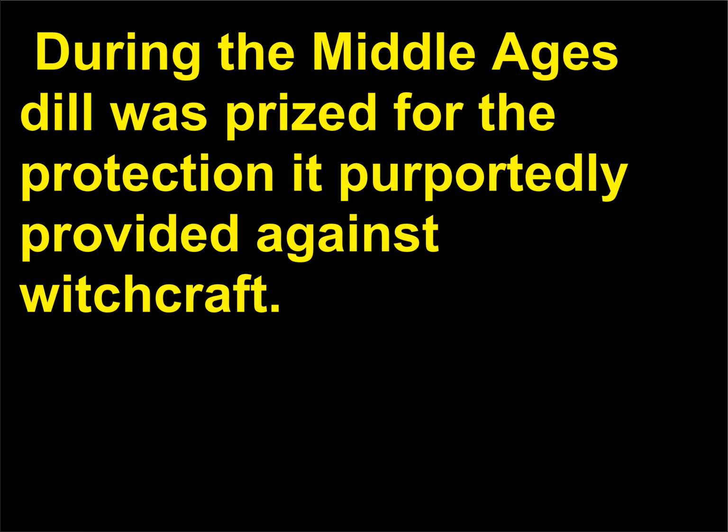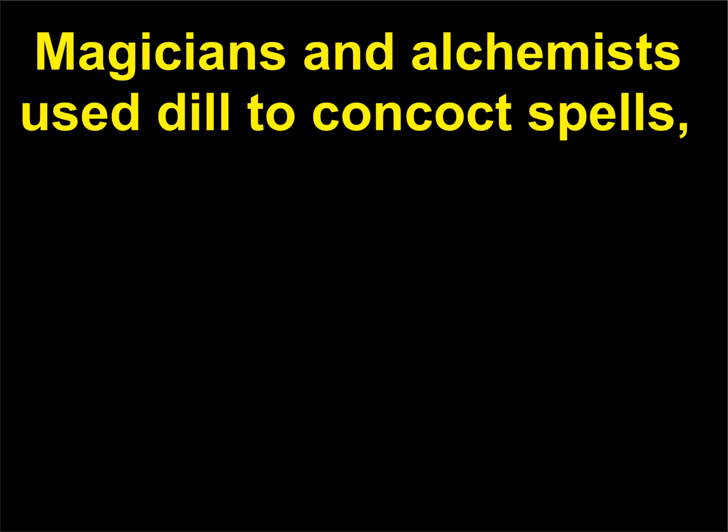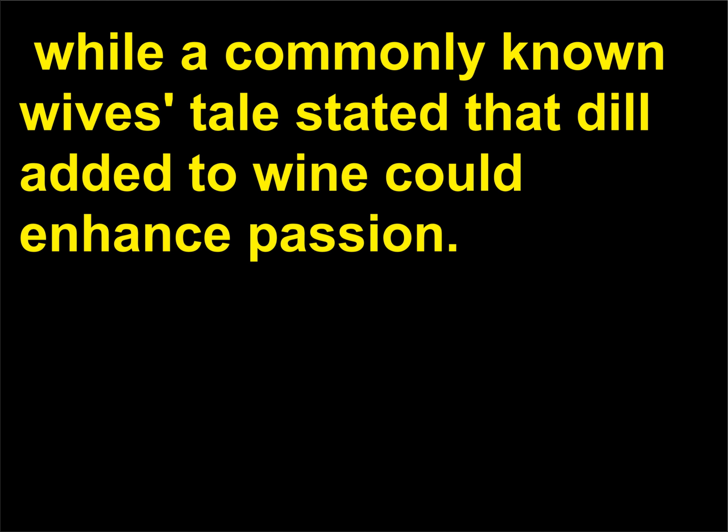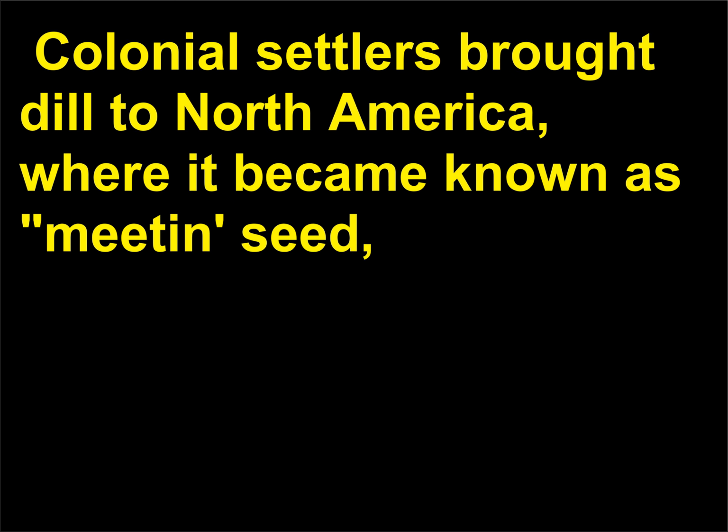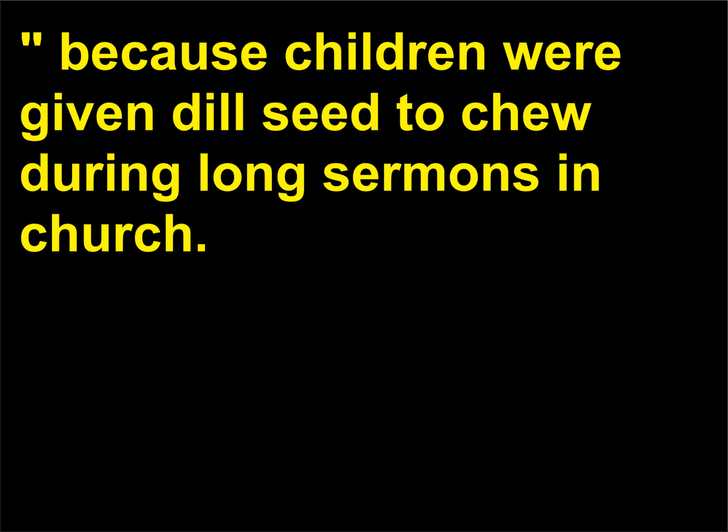During the Middle Ages, dill was prized for the protection it purportedly provided against witchcraft. Magicians and alchemists used dill to concoct spells, while a commonly known wives' tale stated that dill added to wine could enhance passion. Colonial settlers brought dill to North America, where it became known as meeting seed, because children were given dill seed to chew during long sermons in church.